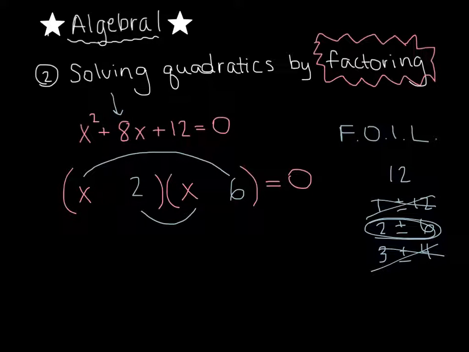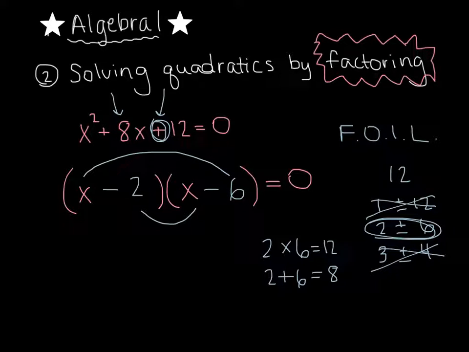Now look at the patterns here. The 2 times the 6 gets me the 12, but the 2 plus the 6 gets me the 8. Okay, now it's all about signs. Because this number right here is a plus sign, I know that these two signs have to either both be negatives or both be positives. In this case, because my middle sign is also positive, they will both be positives.